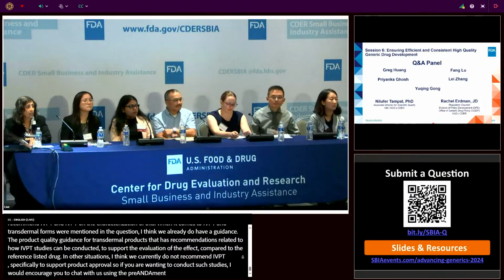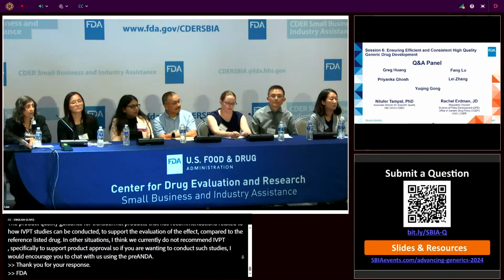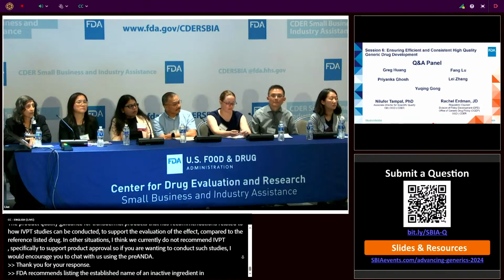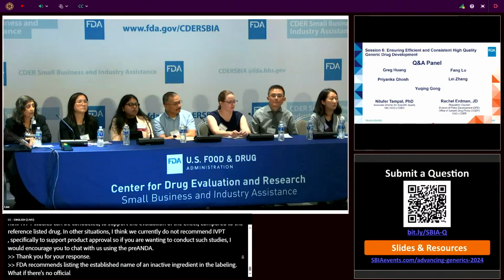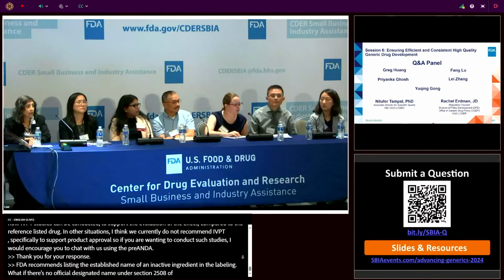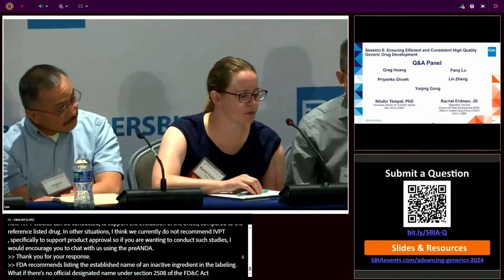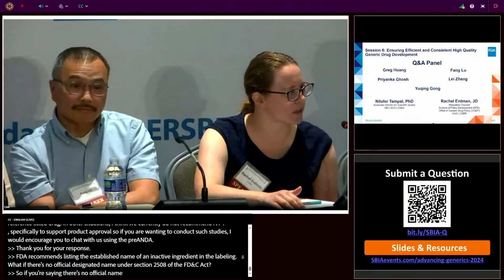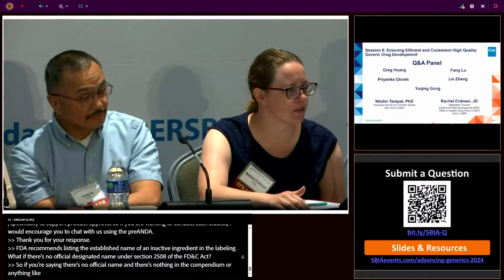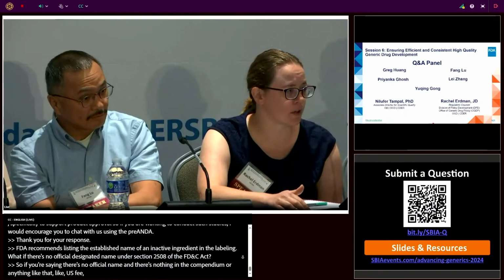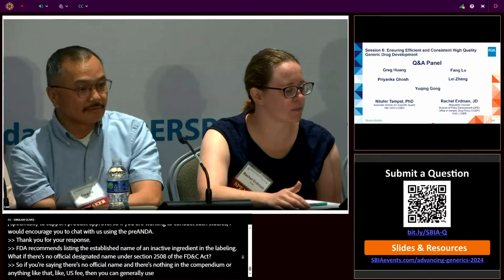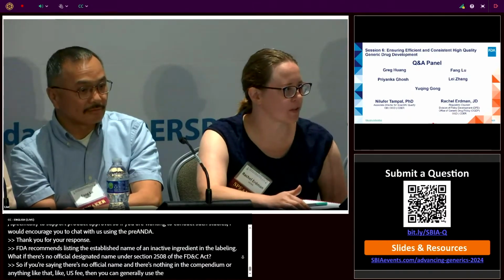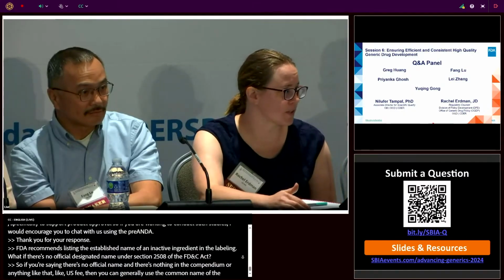FDA recommends listing the established name of an inactive ingredient in the statement of ingredients in a drug product's labeling. What if there is no official designated name under Section 508 of the FD&C Act? So if you're saying that there's no official name and there's nothing in a compendium or anything like that, like USP, then you can generally use the common name of the drug, and of course just double check to make sure that that's acceptable.